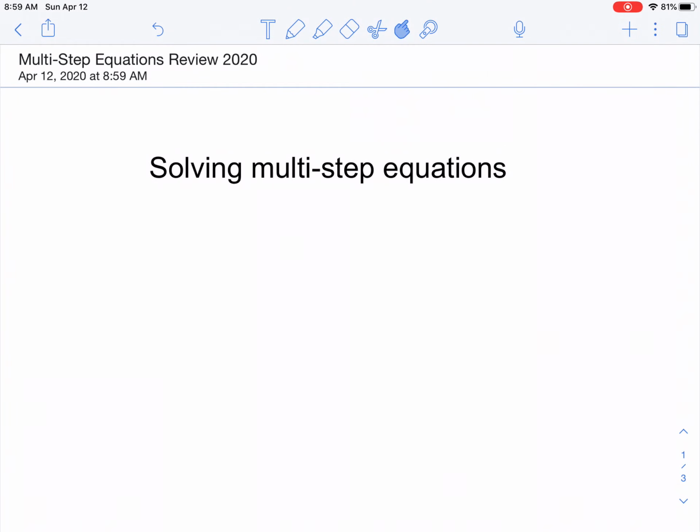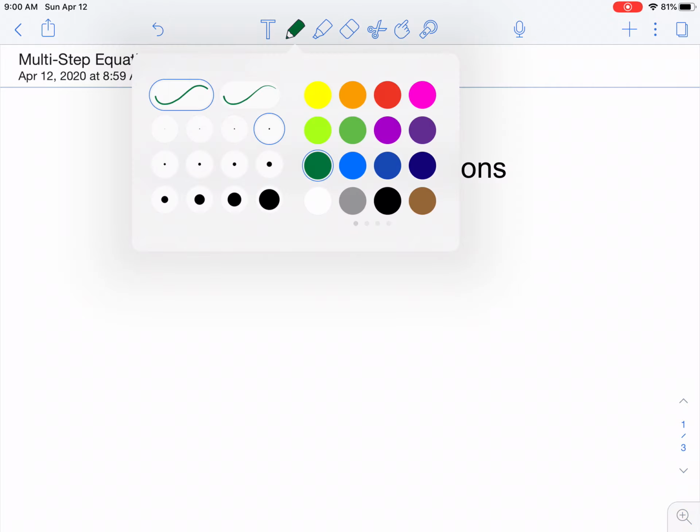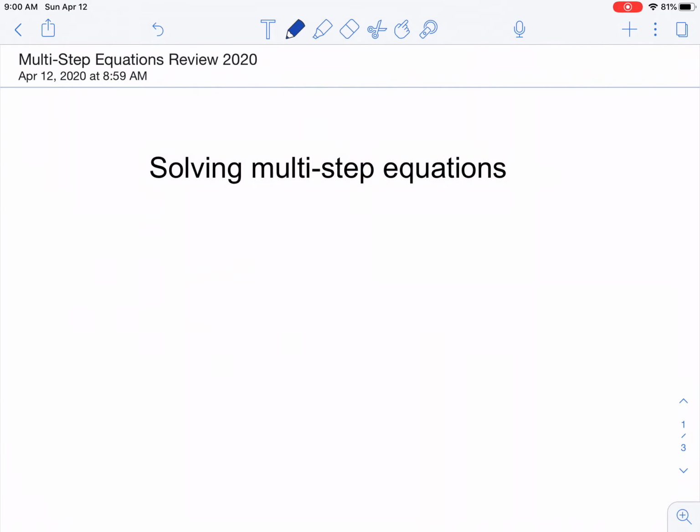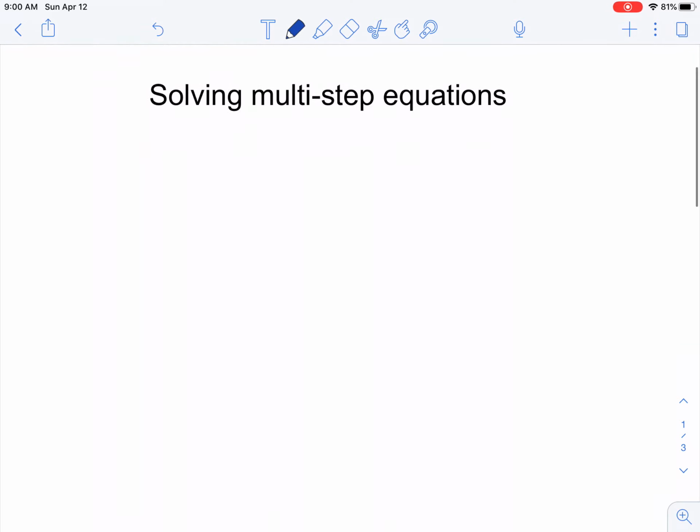Hey everybody. Today I'm going to go through just a real quick presentation on solving multi-step equations. This should be review for you, so I'm not going to spend too terribly long doing this. If you already know how to solve multiple step equations, then you can go ahead and pause the video and go in and take the mastery quiz on it if you like.